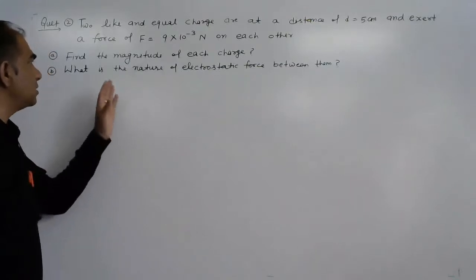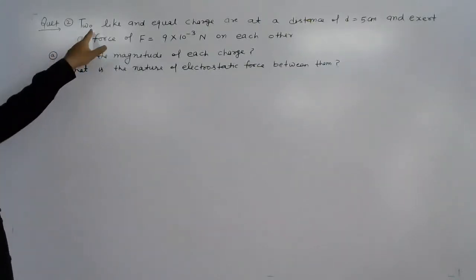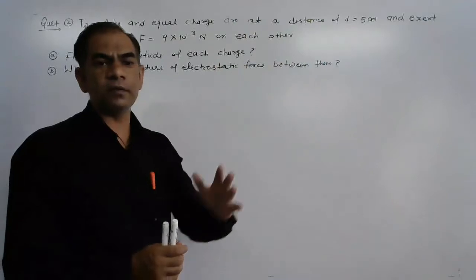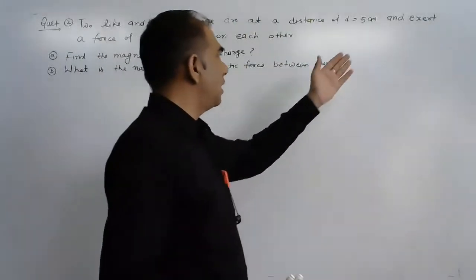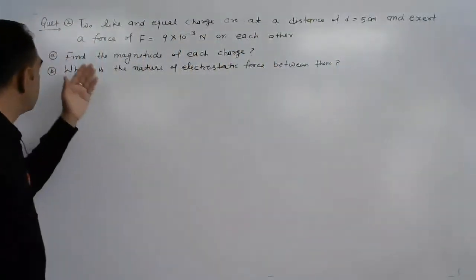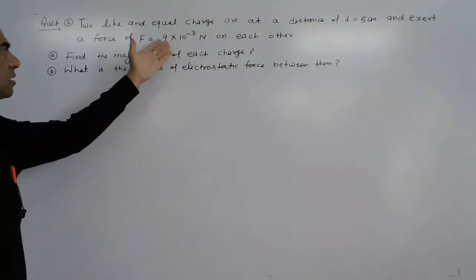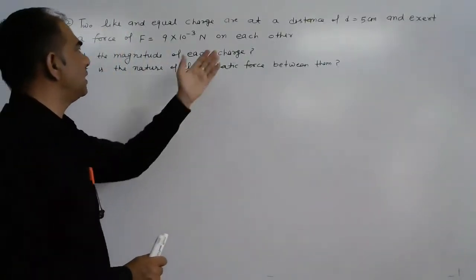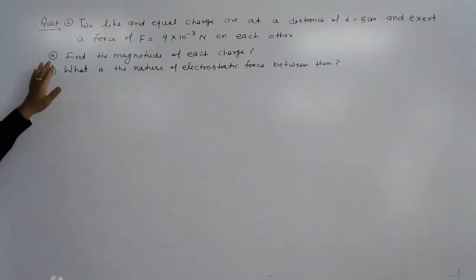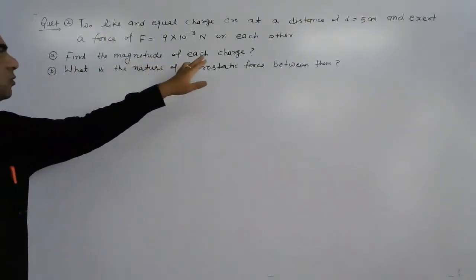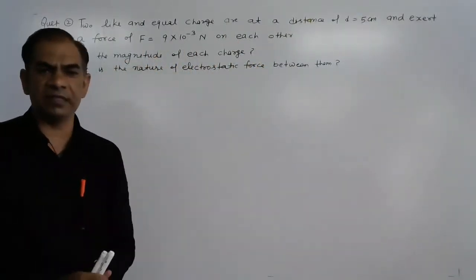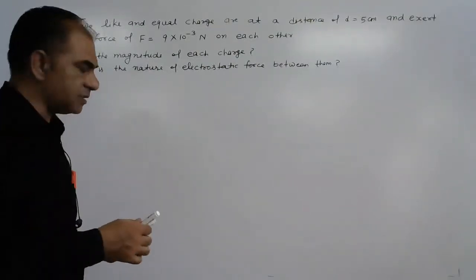The next question is: two like and equal charges are at a distance of 5 centimeter and exert a force of F is equal to 9 into 10 raised to power minus 3 Newton on each other. Then find the magnitude of each charge and what is the nature of the electrostatic force between them. This type of question is generally asked.